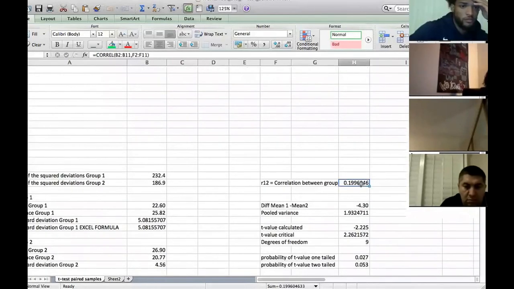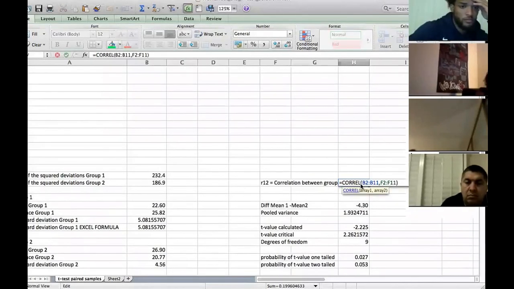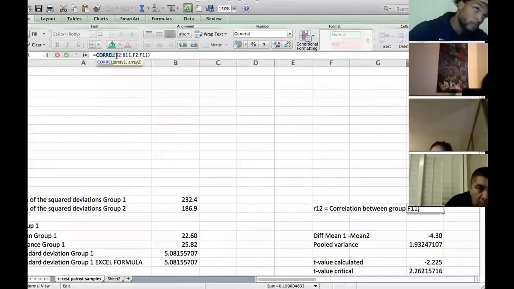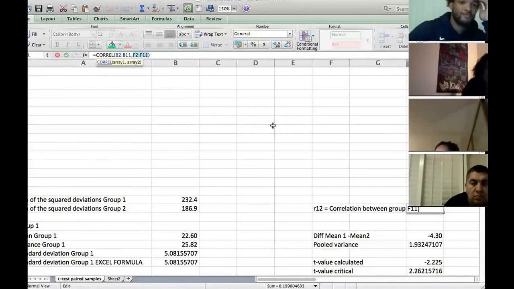All right, how do you get the correlation? You have this formula here in Excel, which is called CORREL, so C-O-R-R-E-L. And then you have to indicate the 2 ranges. So group 1, B2 through B11, and group 2, F2 through F11 in this instance. So basically I have to tell it, okay, there's this group of values, and then there's this other group of values, and I want you to figure out how are they correlated.